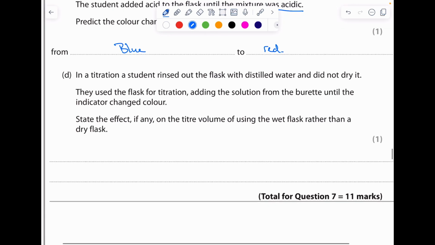Titration. A student rinsed out the flask with distilled water and did not dry it. They used the flask for the titration, adding solution from the burette until the indicator changed colour. State any effect on the titre volume of using a wet flask rather than a dry flask. So because they rinsed it with distilled water, this would have no effect, because distilled water has a pH of 7 and therefore no impact from that.